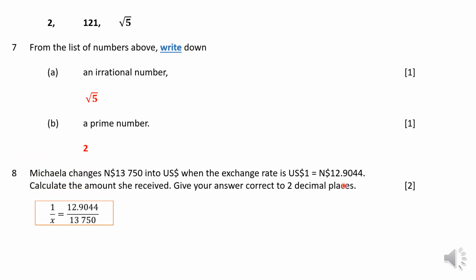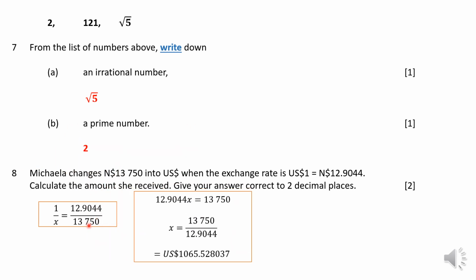Okay, so I have done a little bit of what we can say is equivalent fraction. 1 over something, that is the US dollar on this side, is equal to 12, if you do equivalent fraction, over 13,750. So when you do cross multiplication, you eventually will end up with this particular total in terms of US dollar, and then you give it correct to 2 decimal places as $1,065.53.